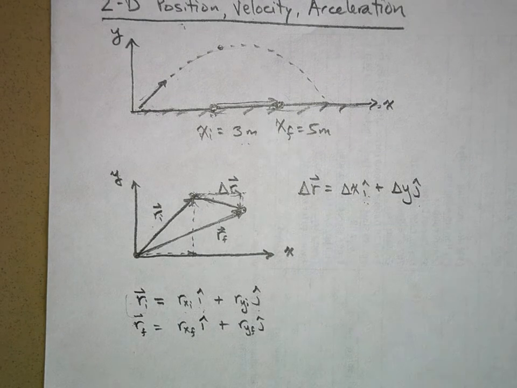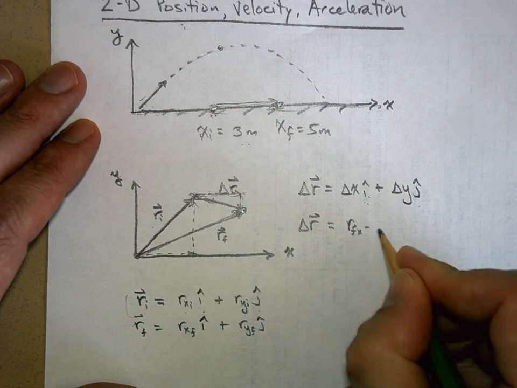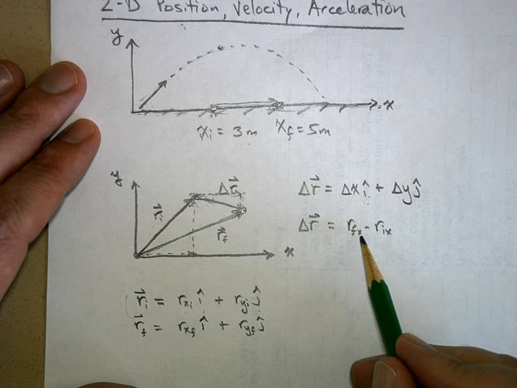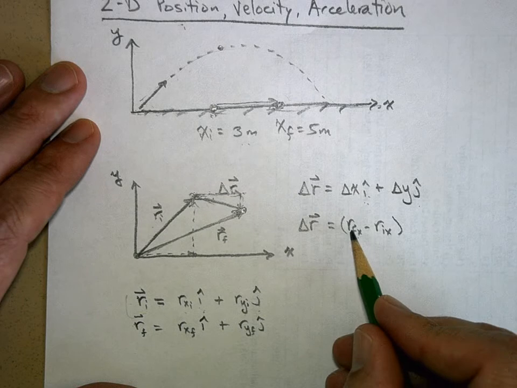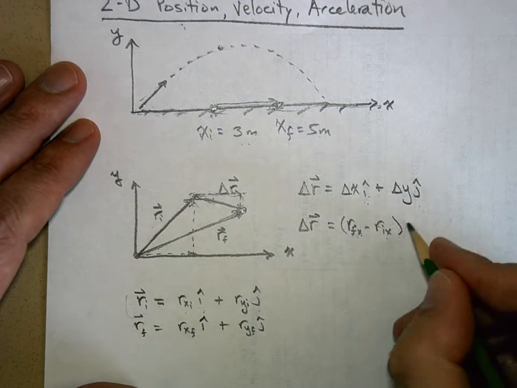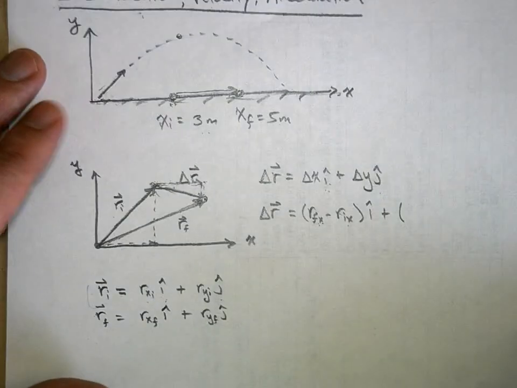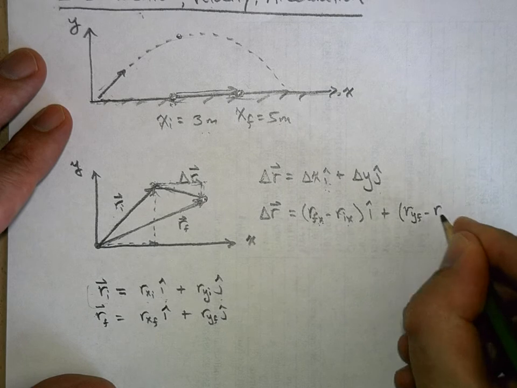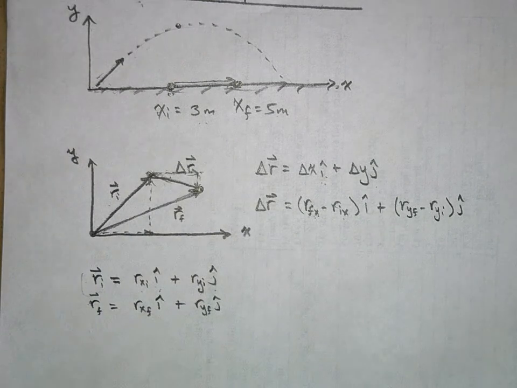All right, so obviously, delta r here is r final x minus r initial x. I kind of messed that up. The final x position minus the initial x position gives me my delta x. And then plus r y final minus r y initial in the y direction. Of course, I can extend this to the z direction if I wanted to do all that writing, but I don't. Okay, how you guys doing?